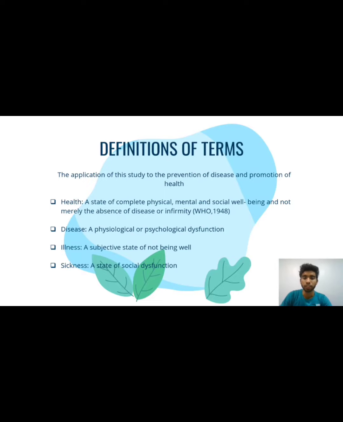The first slide is definition of terms. In this, the application of the study to the prevention of disease and promotion of health. What is health? Health is a state of complete physical, mental, and social well-being, and not merely the absence of disease or infirmity. The next term is disease. A disease is a physiological or psychological dysfunction. Illness is the subjective state of not being well. And the last is sickness. Sickness means a state of social dysfunction. Let's move to the next slide.